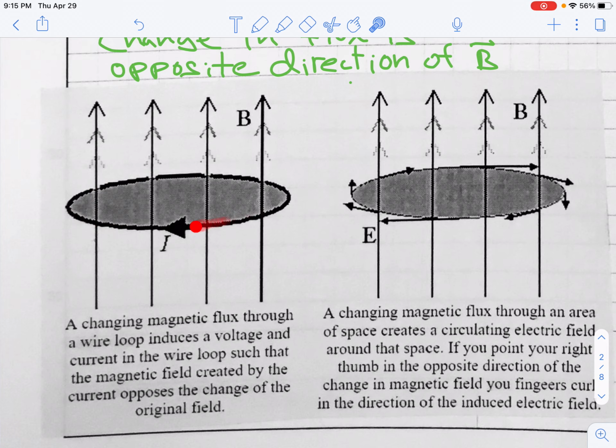Now, even if a loop of wire is not here, you will still have an electric field created in space, and that electric field will be circular around the loop.